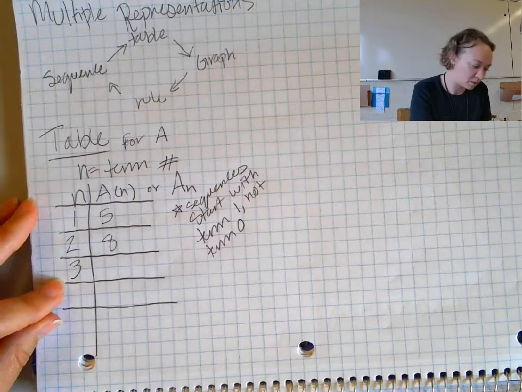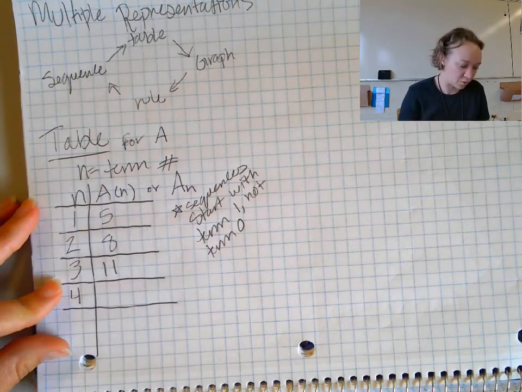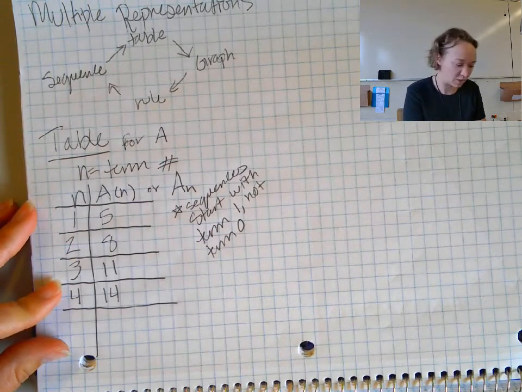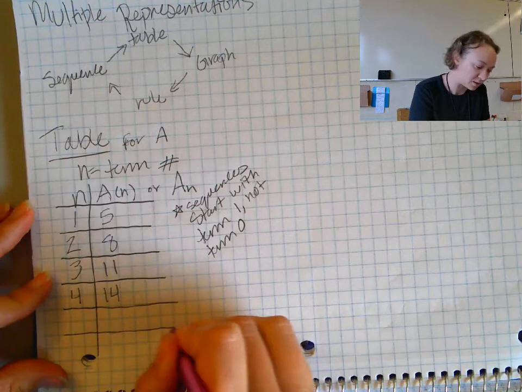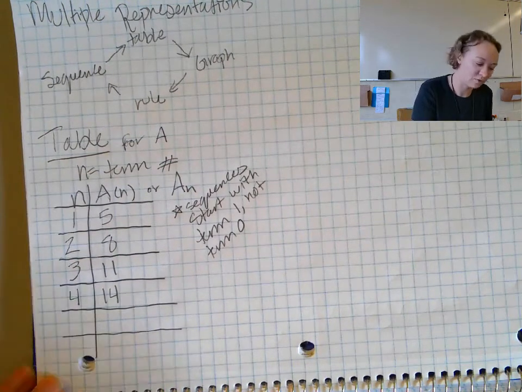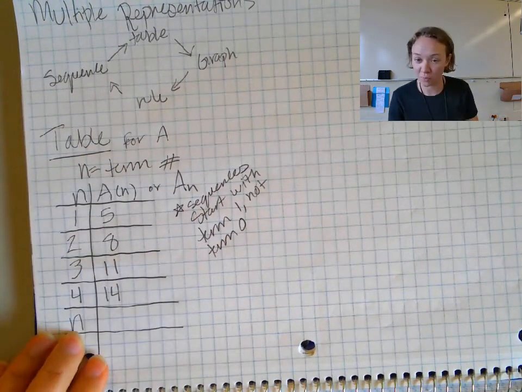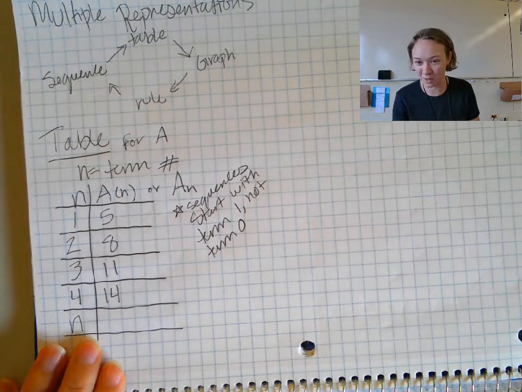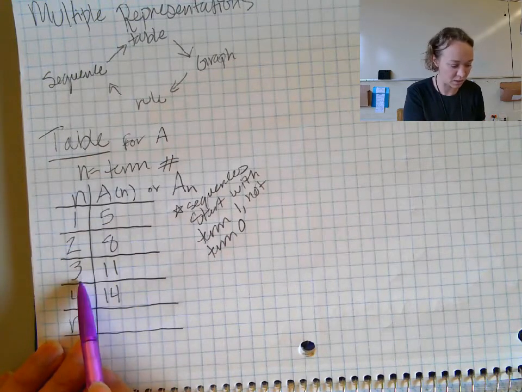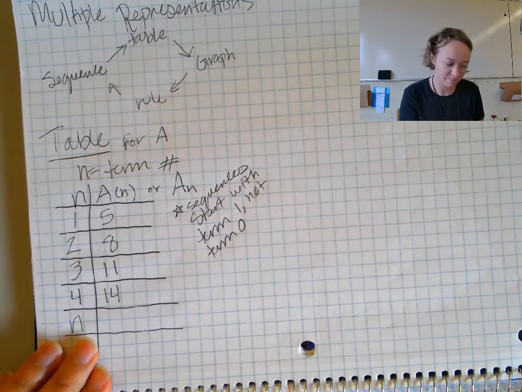Term 3 was 11. Term 4 was 14. Okay, and then we could continue like this as long as we wanted. You could even challenge yourself to try and find, for the nth term, how could we predict, given any term number? Think about, what can I do to 3 to get 11? What can I do to 4 to get 14?